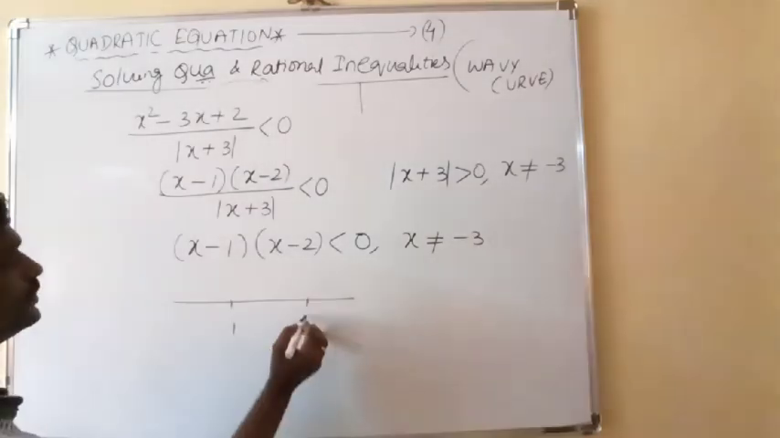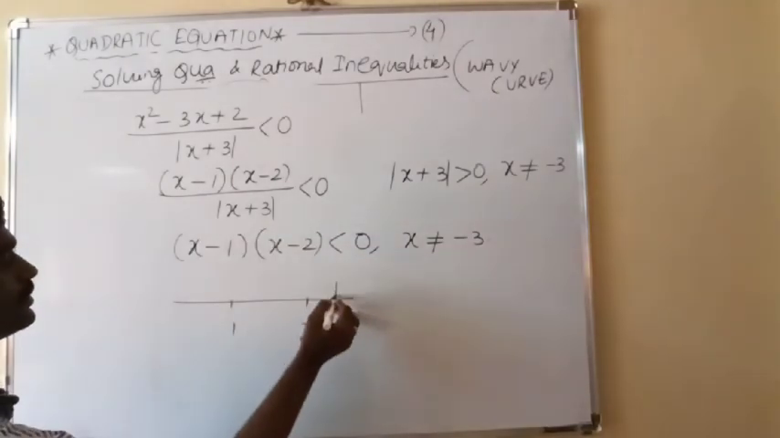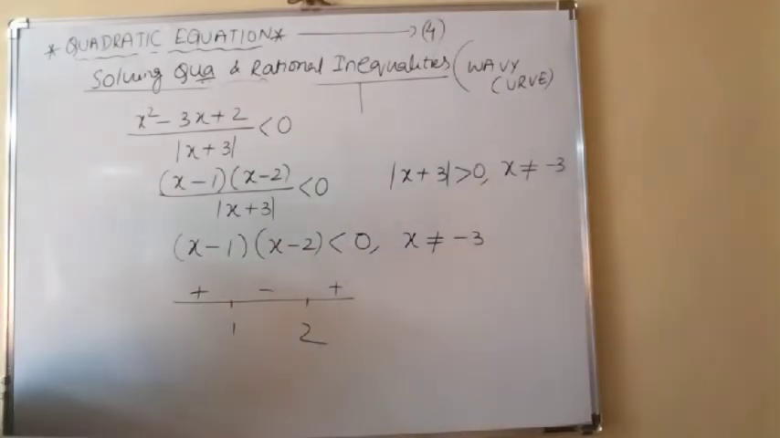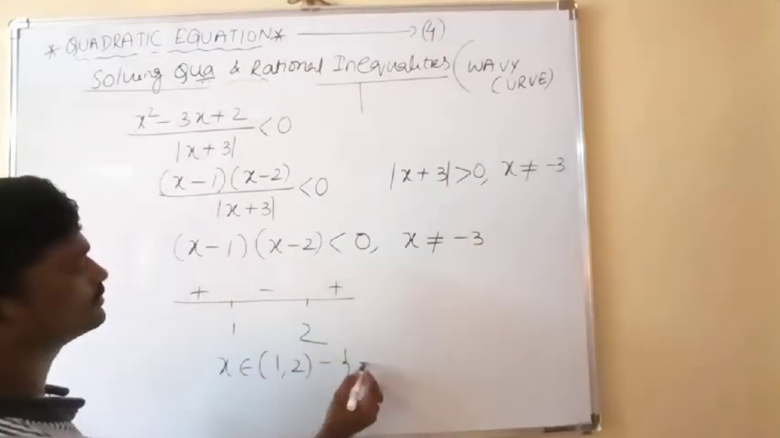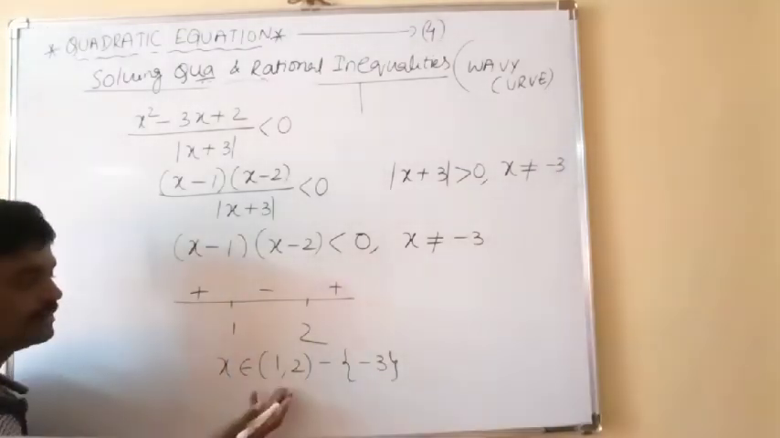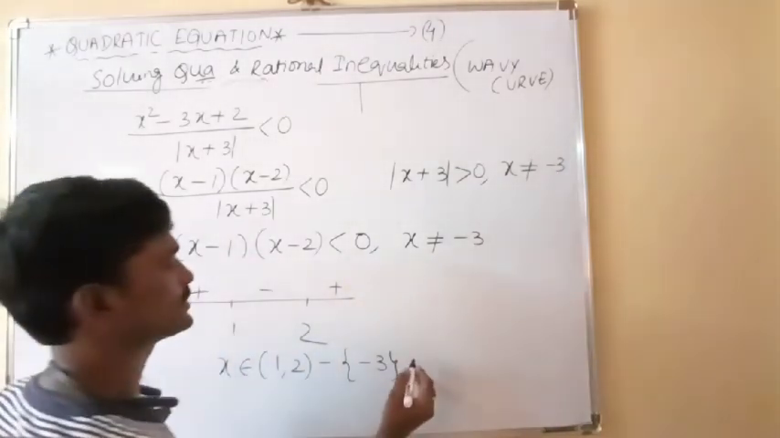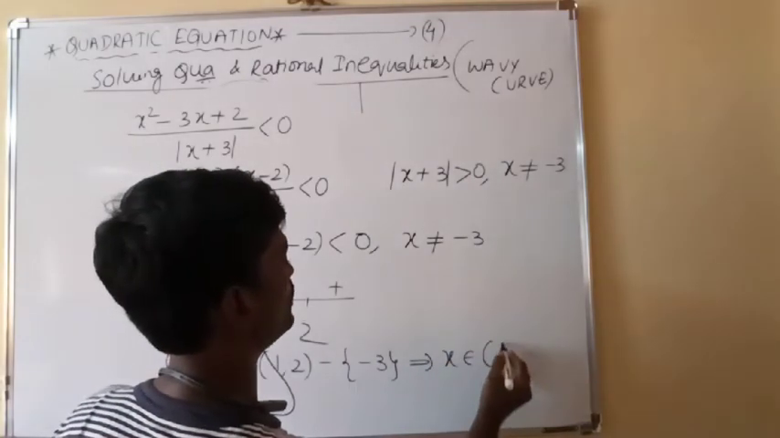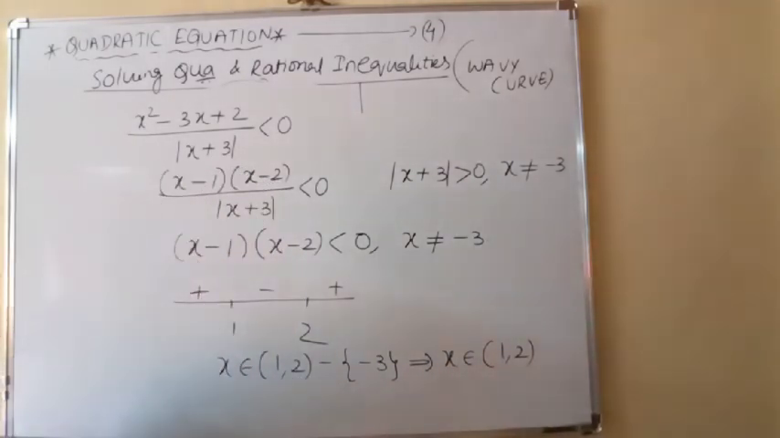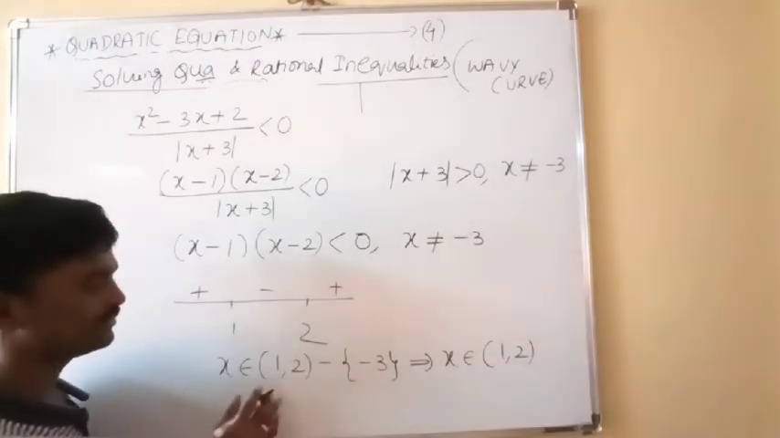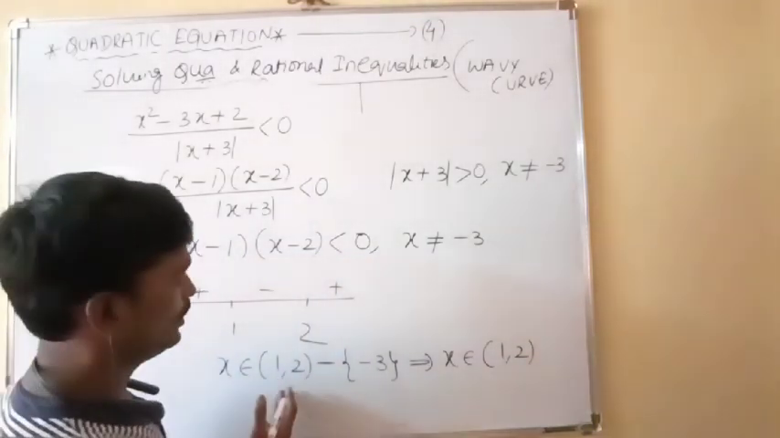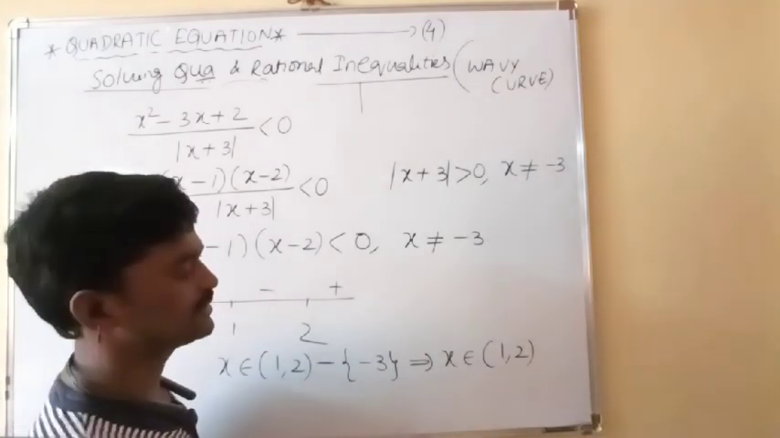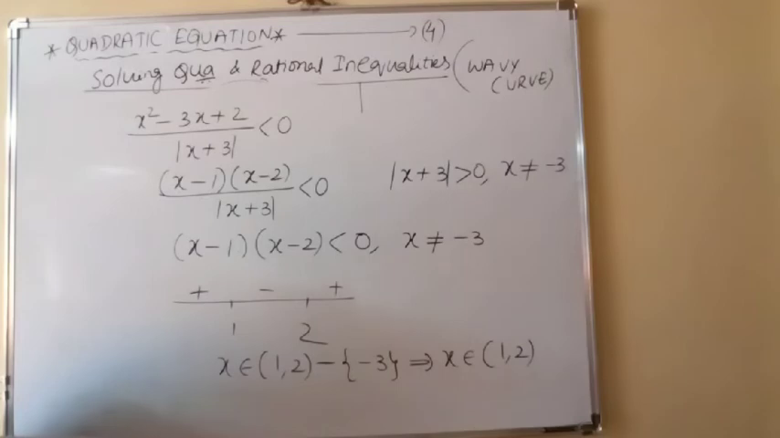So same thing, draw the real line. What are the roots? 1 and 2. Both are linear factors, so plus, minus, plus. So where is it negative? When x lies between 1 and 2, other than minus 3. But anyway, in this interval minus 3 is not included. So the answer is x belongs to the open interval 1 comma 2. Suppose minus 3 was included between 1 and 2, then we would have to exclude it. But between 1 and 2 there is no minus 3. So the open interval 1 comma 2 minus the set of minus 3 is the same as the open interval 1 comma 2.